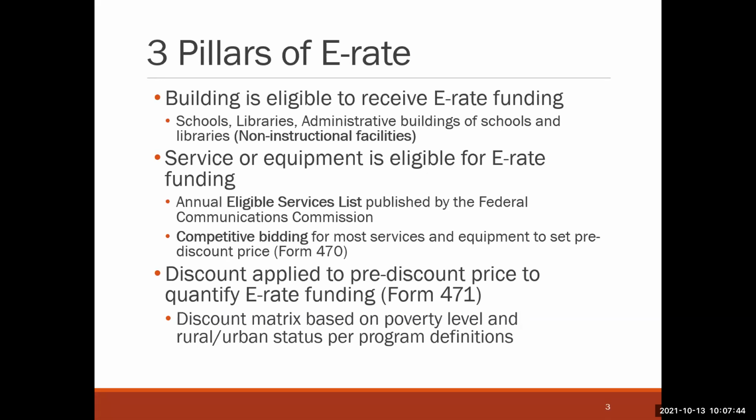The second pillar is that the equipment or service that you want to buy with your E-rate funding is eligible. We look to an annual eligible services list that is published by the Federal Communications Commission, the agency that oversees E-rate. They have a list, and it itemizes every piece of equipment and service that can qualify for E-rate funding. So this is where the competitive bidding comes in: once you decide what equipment or service you want to purchase, 9 times out of 10, you have to do a competitive bid for that service or equipment.